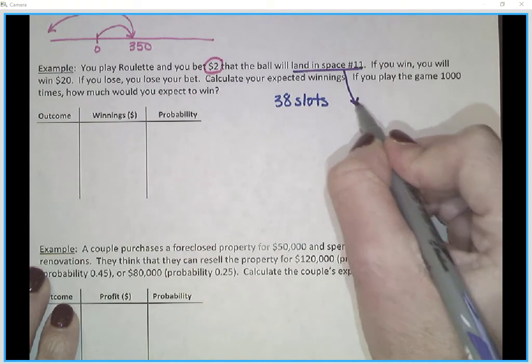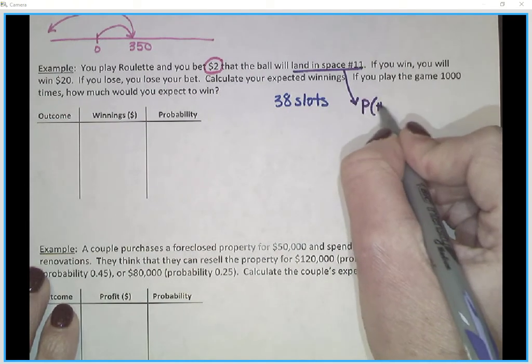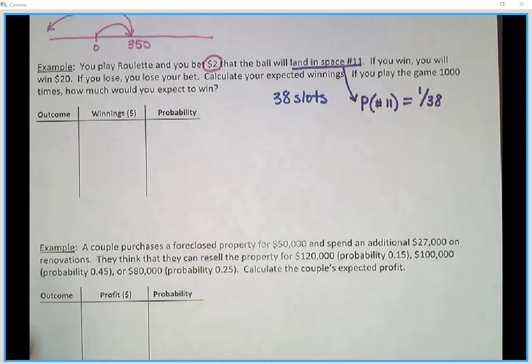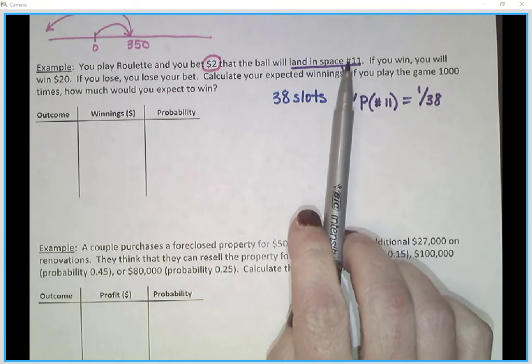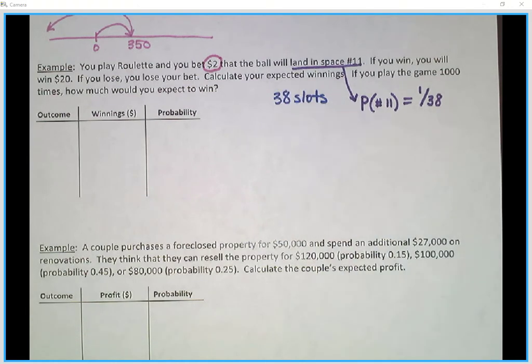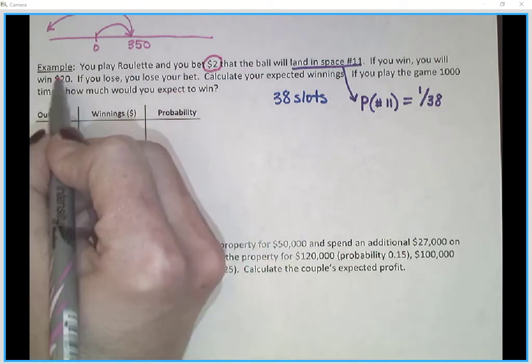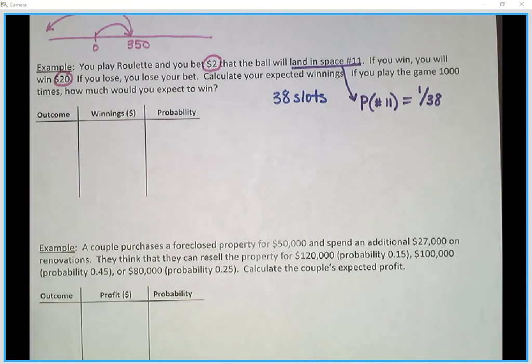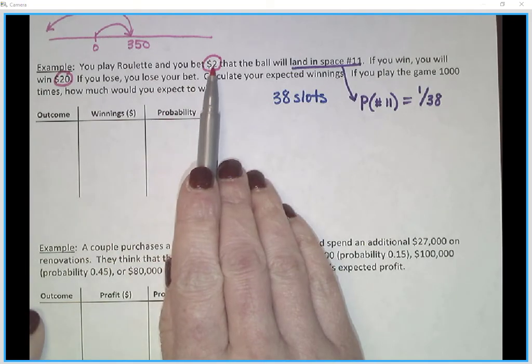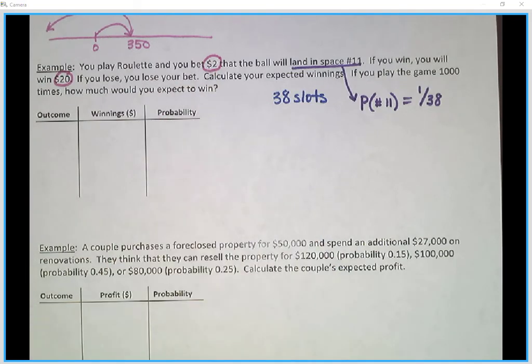So the probability that it lands on slot number 11 is going to be 1 out of 38, because there's only one slot number 11 out of the 38 slots on the wheel. And remember, when we're doing probability, we always use a 38 slot wheel. Now if you win, you're going to win $20, which is awesome, right? So you bet 2, but you win 20. But if you lose, you're not just at 0, you're actually at -2 because you lose that money that you bet. So now it says calculate your expected winnings.